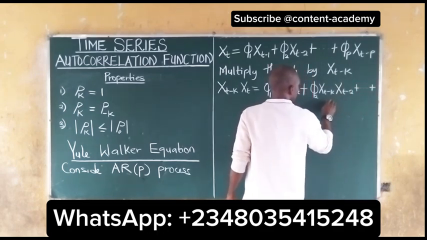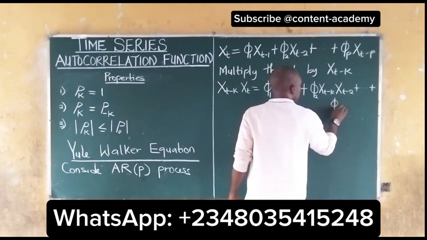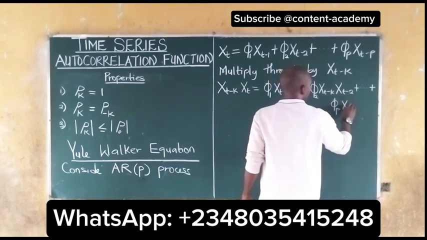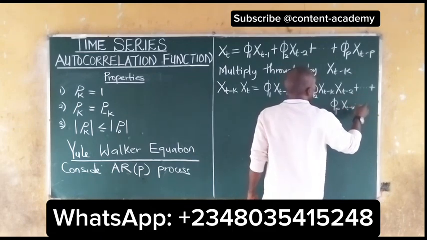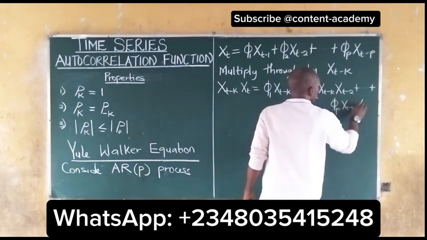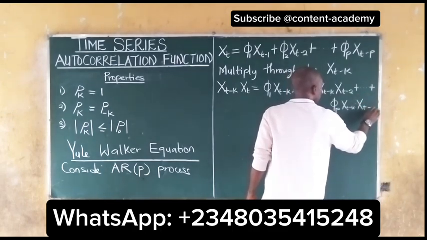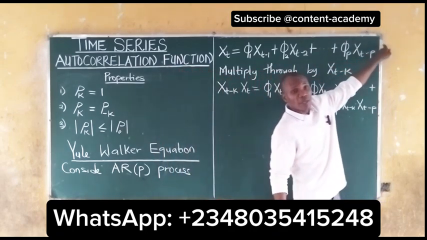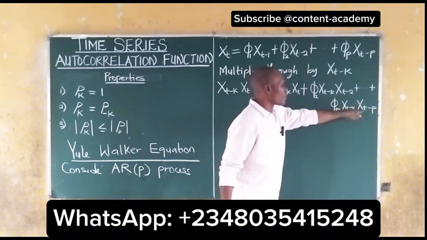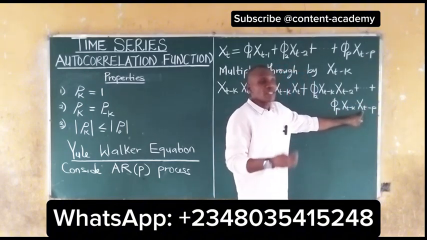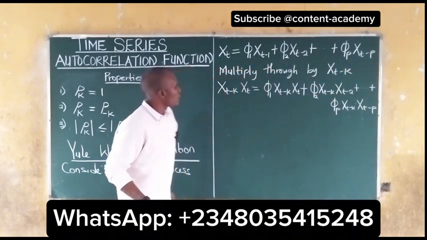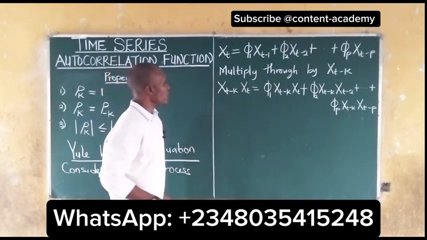plus, continuing to phi_p x_{t-k} multiplied by x_{t-p}. Now, the reason we did not include the error term here is that if you multiply it by x_{t-k} and take the expectation, it returns zero. That is why we excluded the error term.